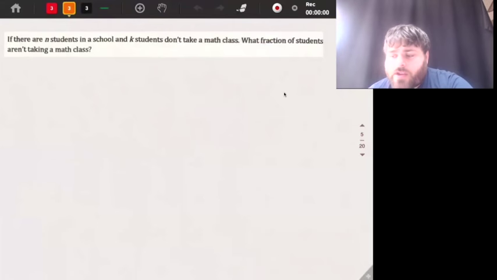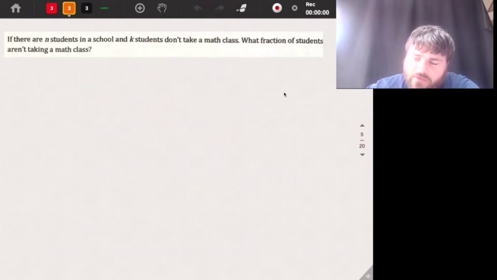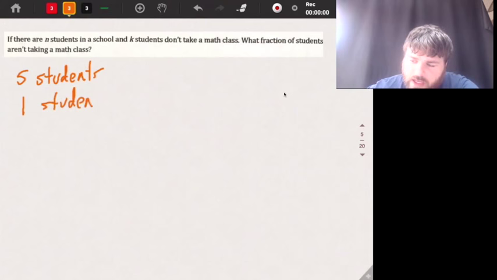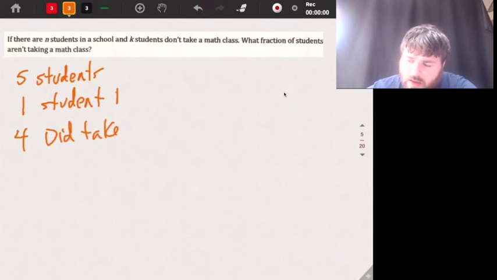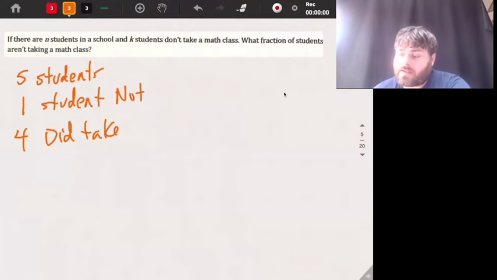So one of the strategies we talked about is trying this with numbers. So what if instead of n students, okay, what if it said there was 5 students in a school? And 1 student wasn't taking a math class. So there would be 4 students that did take math. And how would we find the fraction of students that aren't taking a math class? Well, we would take the total number of students that are not taking a math class and divide it by the total number of students. So it'd be 1/5.